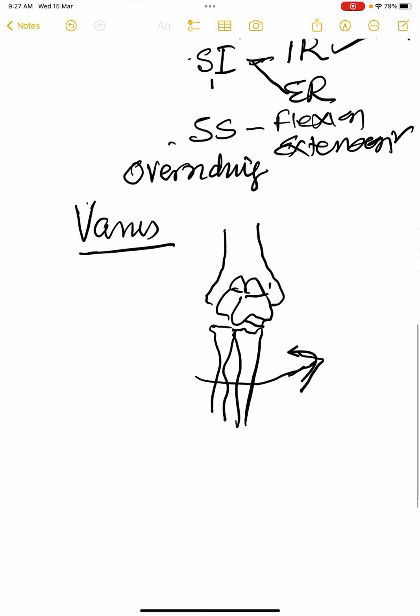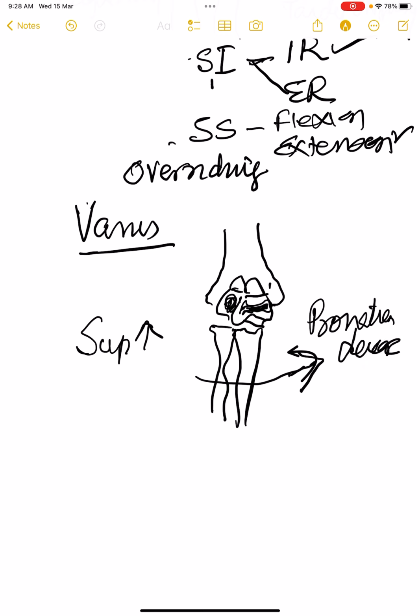Now, how do you say how much is the varus? So in a flexed elbow, the radius would be here, the ulna would be here. So if there is a varus deformity, if this is the deformity, then supination will increase and pronation will decrease. Okay, so compare it both sides. If pronation is less and supination has increased, the lower end of the humerus has been directed inwards. Is this clear?